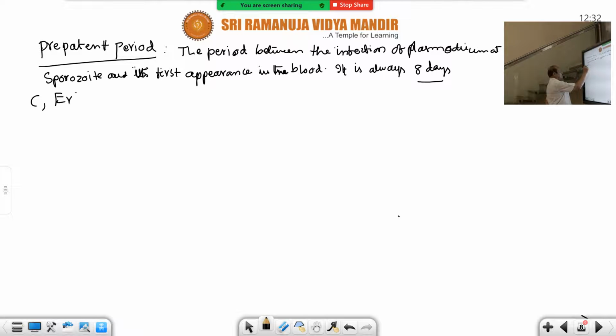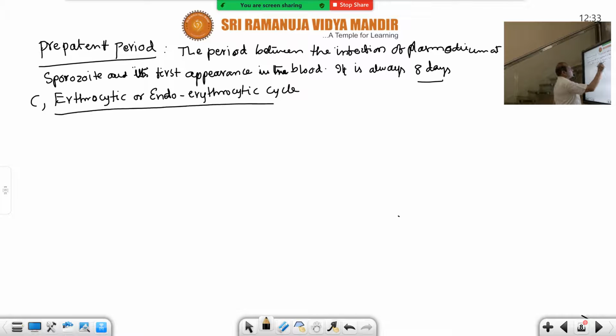So put a heading: erythrocytic or endoerythrocytic, either of these terms you can say. Endoerythrocytic cytogony or cycle of Plasmodium vivax. Exclusively this is a 4 marks question. This one exclusively 4 marks question. This pre-patent period is a 2 marks question. That is 2 marks, this is 4 marks.